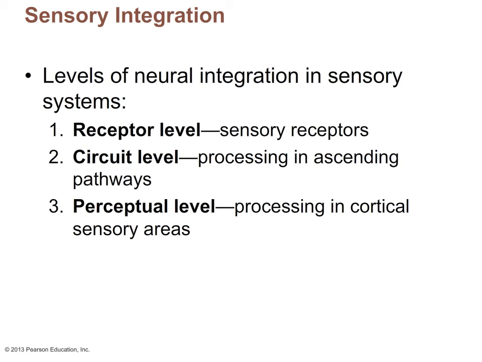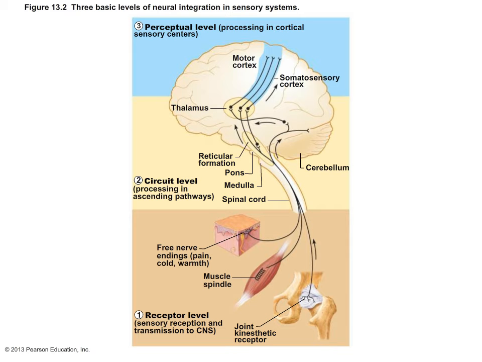And finally, we have the perceptual level. The perceptual level involves the processing of this stimulus within the cortex of the brain. So this slide just shows an overview of the three different types of neural integration that go on with sensory information.